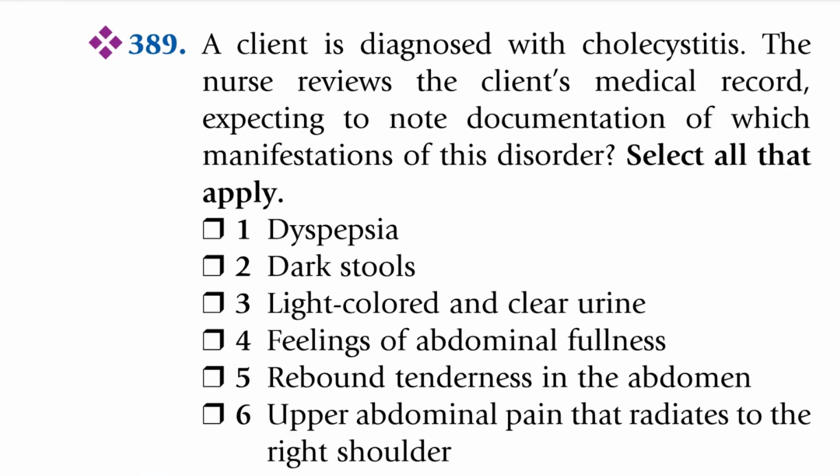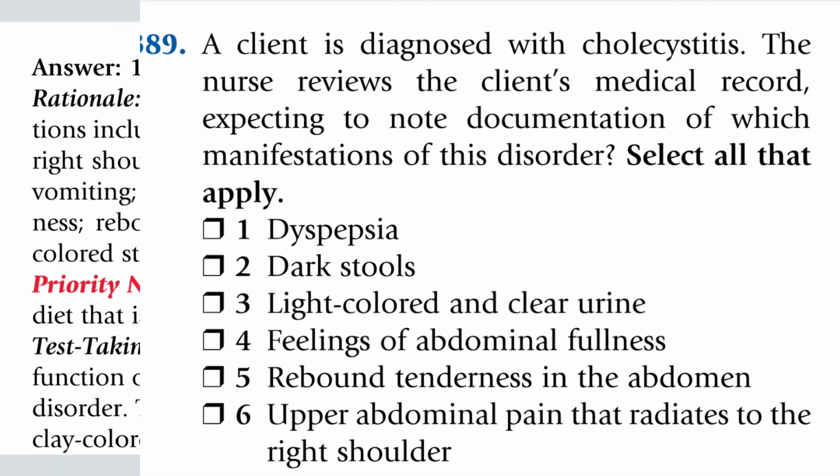389. A client is diagnosed with cholecystitis. The nurse reviews the client's medical record, expecting to note documentation of which manifestations of this disorder? Select all that apply. 1. Dyspepsia. 2. Dark stools. 3. Light-colored and clear urine. 4. Feelings of abdominal fullness. 5. Rebound tenderness in the abdomen. 6. Upper abdominal pain that radiates to the right shoulder.